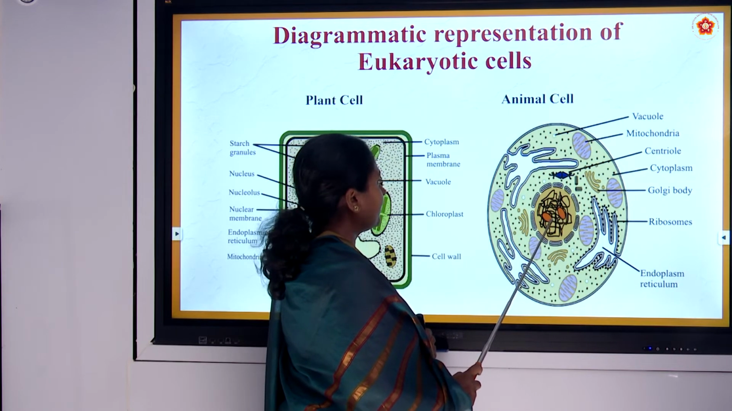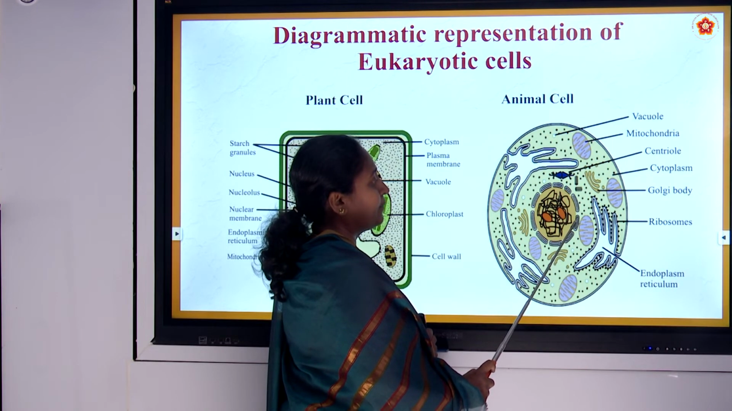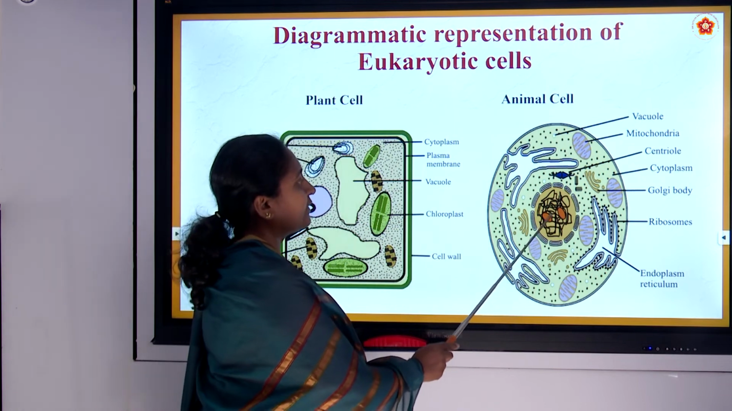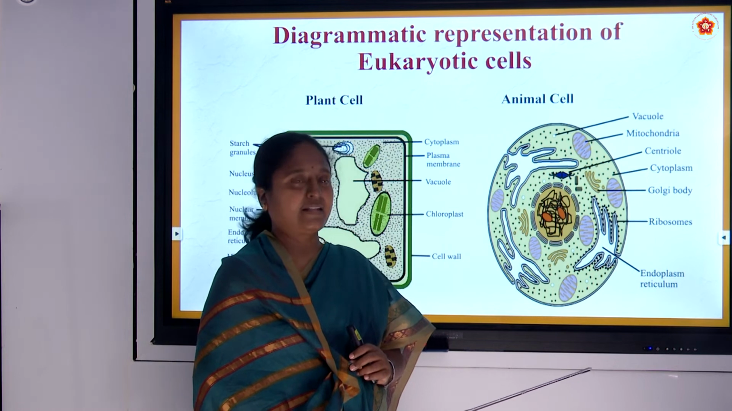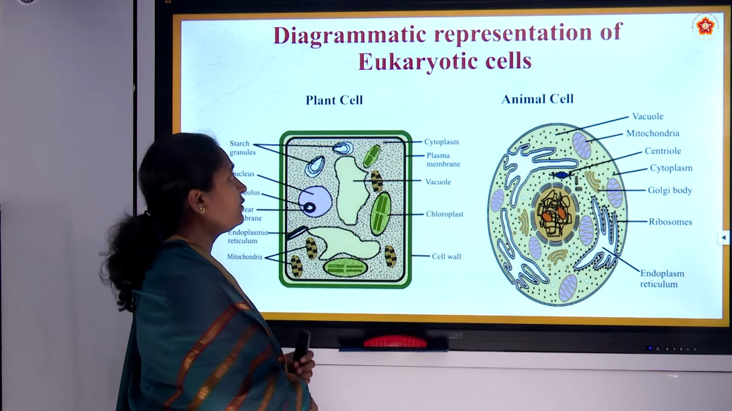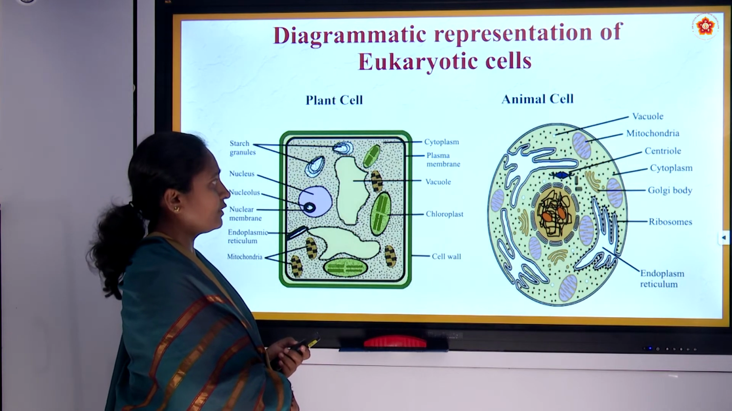Here they did not mention the nucleus. You have to label the nucleus, nucleolus, nuclear membrane, nucleoplasm, all those things also you can mention. And these thread-like structures are nothing but the DNA, that is chromatin, that is present inside the nucleus. This is the pictorial depiction of the plant cell and animal cell. We will move further.